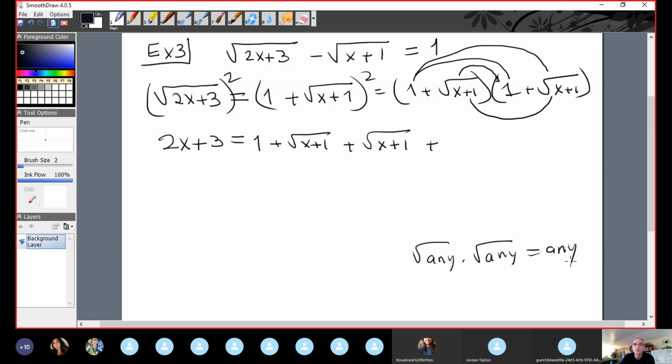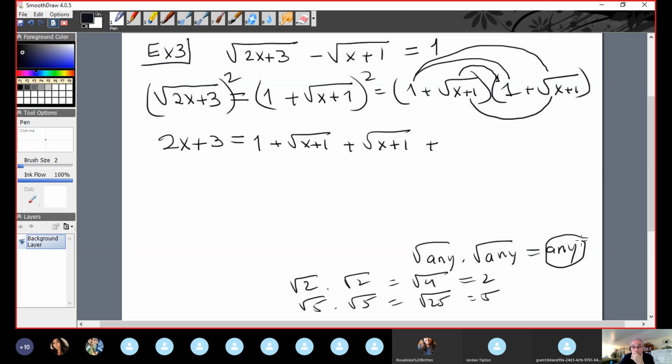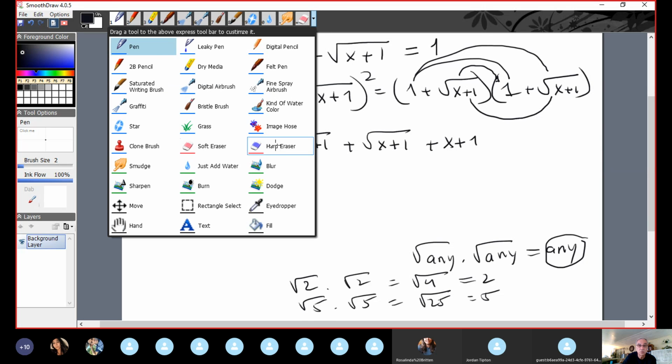Yes or no? Radical 2 times radical 2 is radical 4. The radical 4 is 2. Radical 5 times radical 5 is radical 25, que es 5. O sea, it's amazing. Radical of any expression, numerical or algebraic, times itself is equal to the expression without radical. Entonces, x plus 1. Do you see that or no? Yes. Bueno.